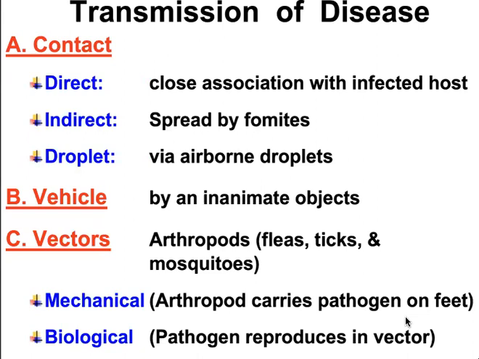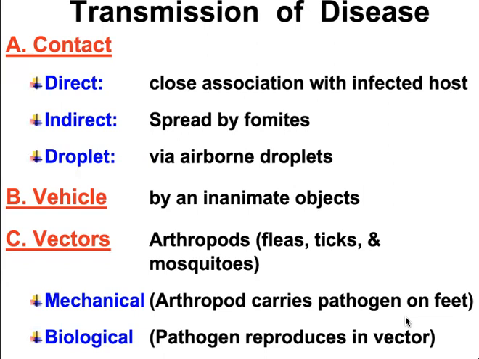Okay? Indirect, you spread things by fomites. Okay? Droplet, via airborne droplets. Okay? Pag-atsing, pag-ubo, pag-tawa, pag-usap lang. Okay? And then you have yung mga vehicles. Vehicles natin yung inanimate objects, sa pagkain at tubig, lupa. Okay? So they may transmit organisms.